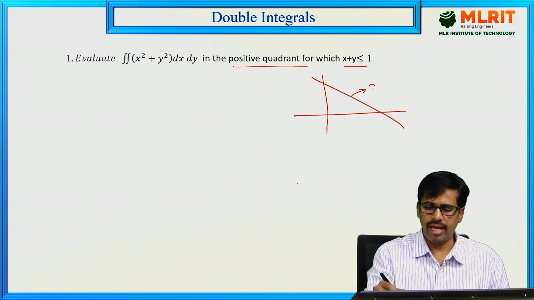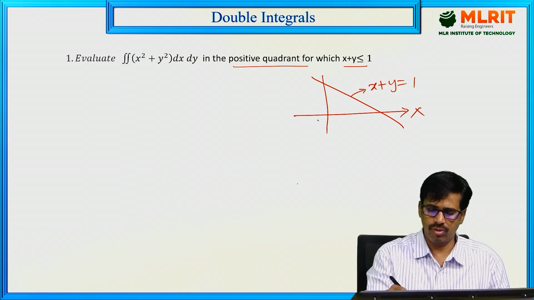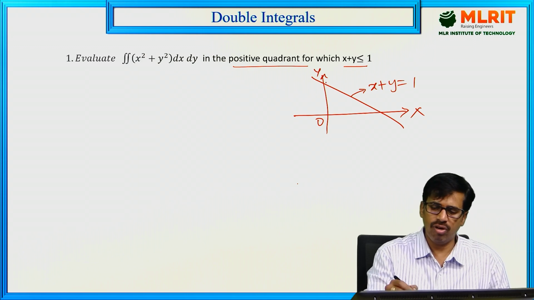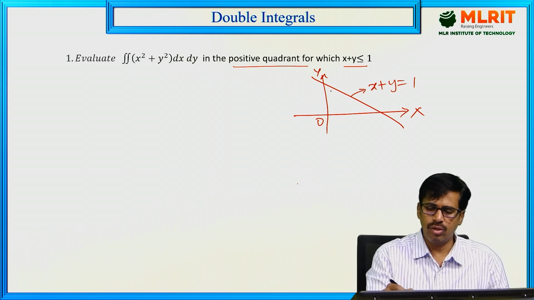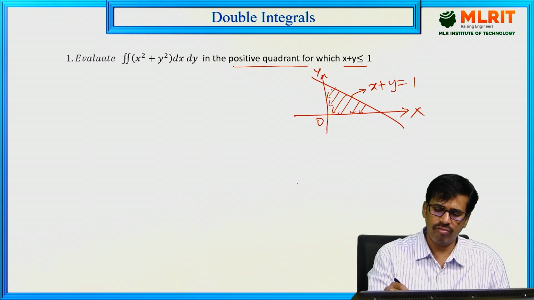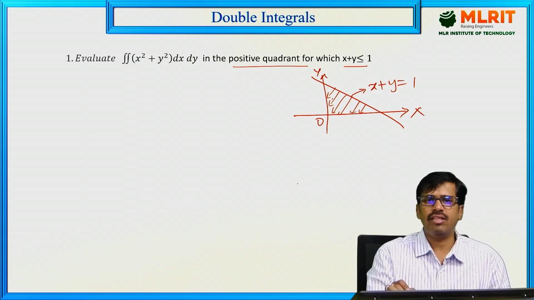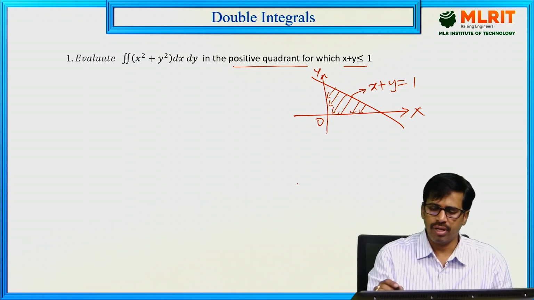This is the line x plus y equal to 1, and this is the x axis, origin, this is the y axis. x plus y less than or equal to 1 means the region should be towards the origin, right? But this is only in the positive quadrant, so the region of integration is completely in the first quadrant. By identifying the region of integration, we have to find the limits of x and y.